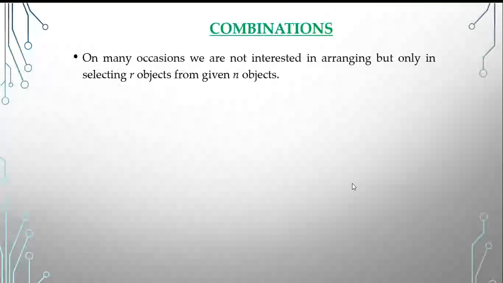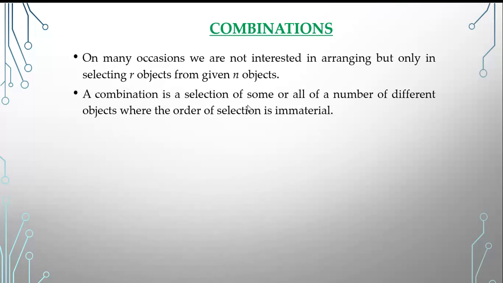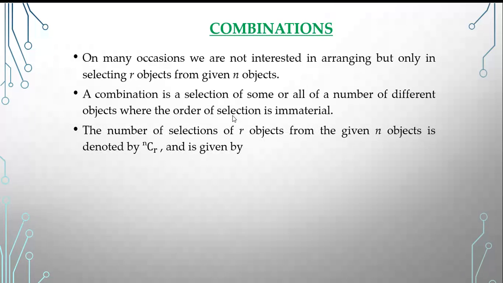So, what is a combination? On many occasions we are not interested in arranging, but only in selecting our objects from a total of n objects. So a combination is a selection of some or all of a number of different objects where the order of selection is immaterial, meaning the order doesn't matter in combinations. If we calculate the number of selections, the total number of ways of selecting r objects from the total n objects is nCr.